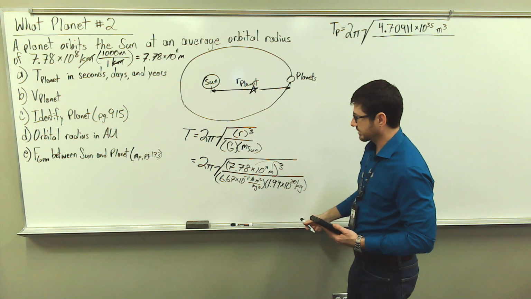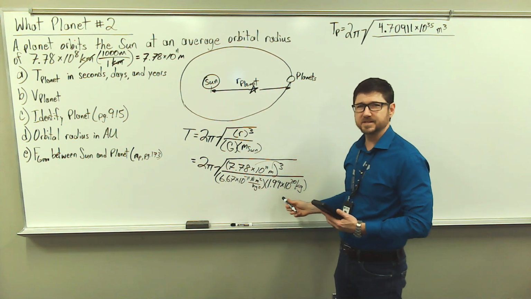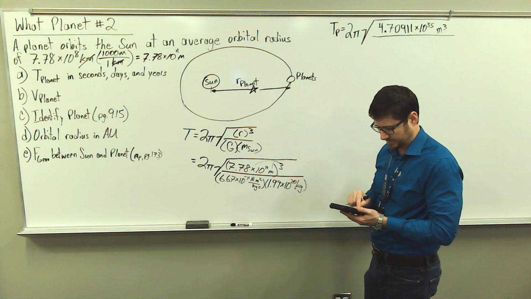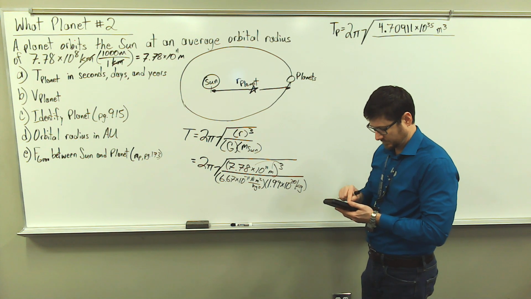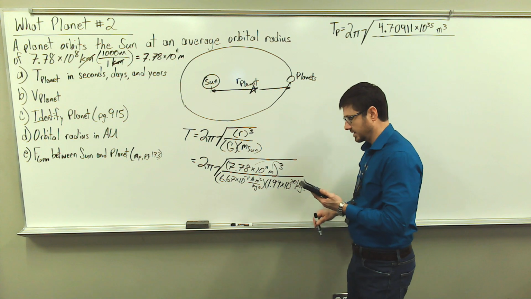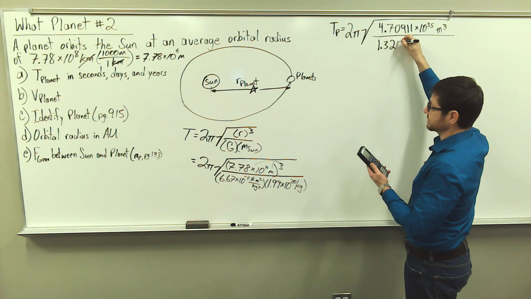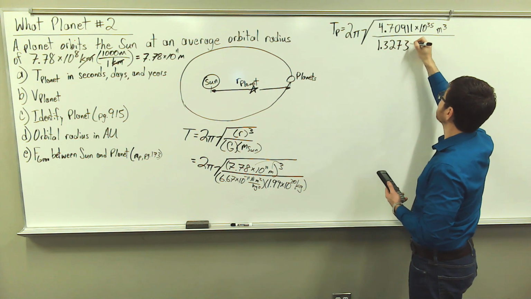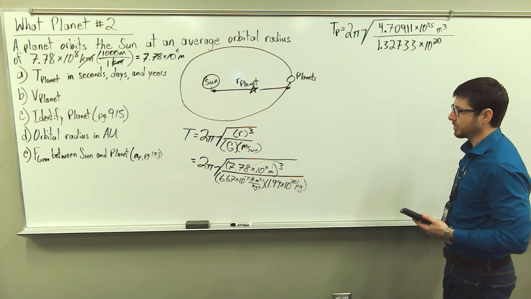In our denominator, this is going to be the product of the universal gravitational constant and the mass of the sun. And this is going to give me 1.32733 times 10 to the 20th power.